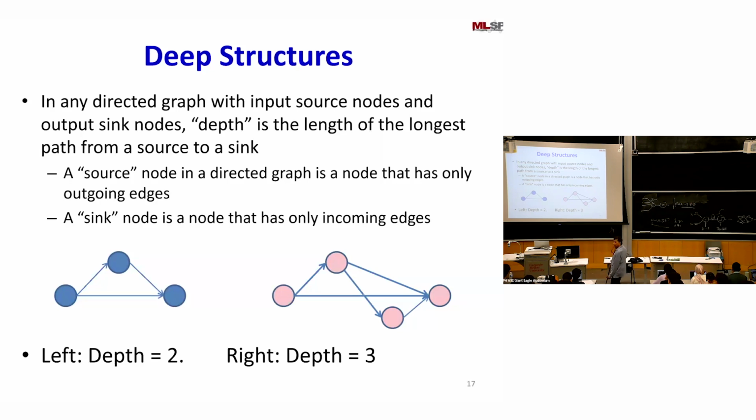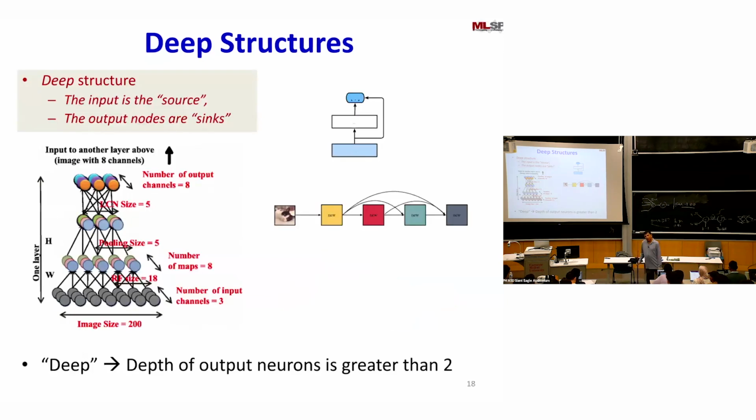What about the second graph? What's the depth? Anybody? 3. It's written on the screen, so it's easy, right? There's a path of length 1, a path of length 2, and also a path of length 3. So the depth of the graph is 3. Now, what is a deep network? A deep graph, by definition, is a graph that has a depth greater than 2. Anything less than 2 is called shallow.